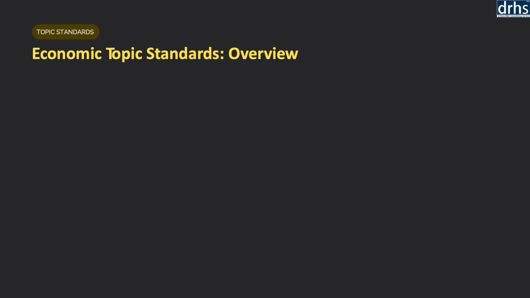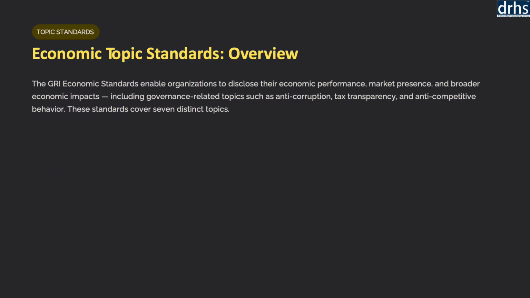Overview. The presentation of GRI Economic Topic Standards offers a comprehensive framework for evaluating an organization's economic footprint and governance integrity within the broader sustainability paradigm. These standards extend beyond traditional financial reporting, encompassing both direct economic performance and the wider systemic impacts of corporate activities on markets, institutions, and society.